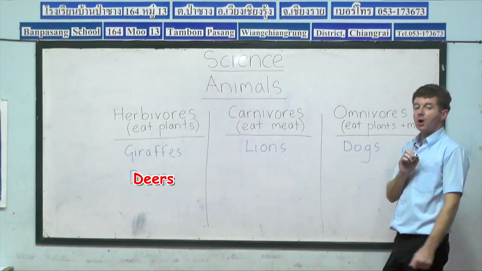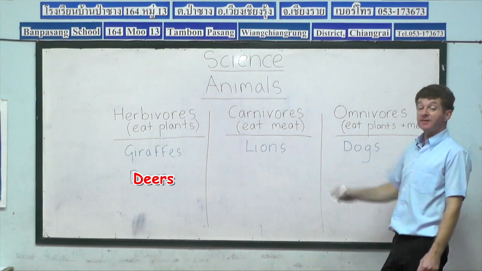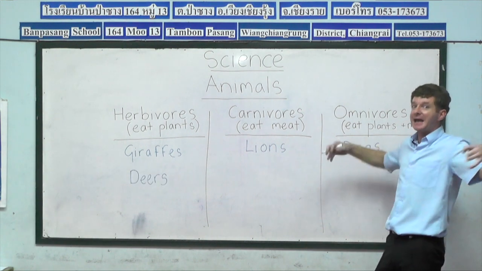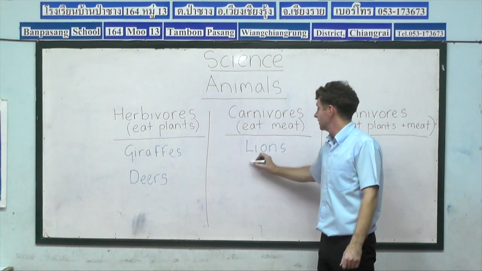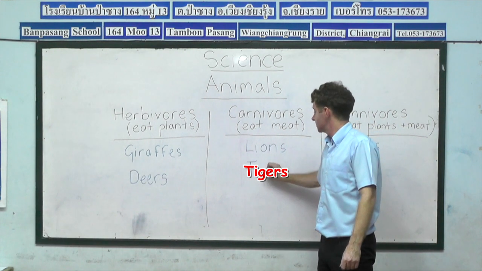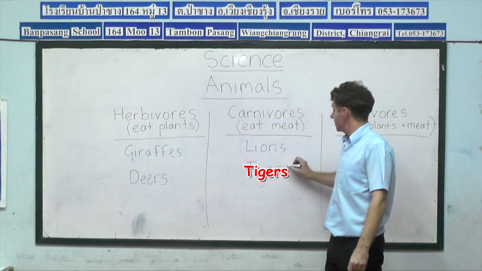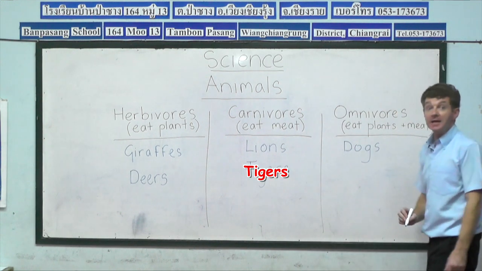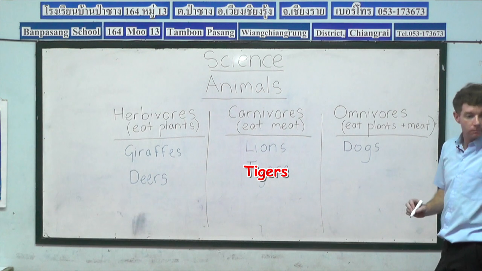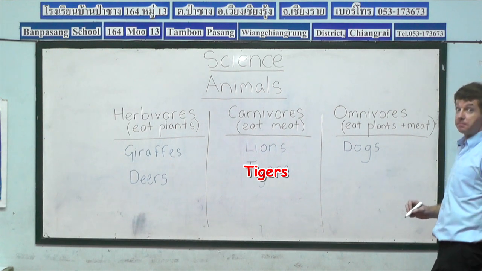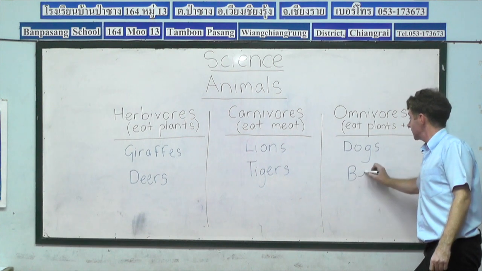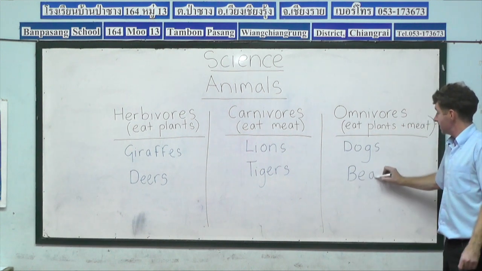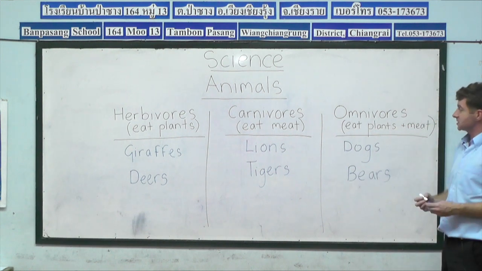How about another carnivore? Tiger. Yes, very similar to a lion, a big cat. All of the big cats are carnivores. And then the tigers. Any more ideas? A bear. Yes, bear is a very big example of an omnivore. B, E, A, R, S.